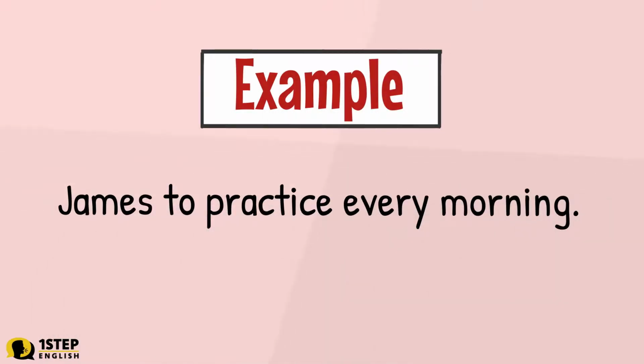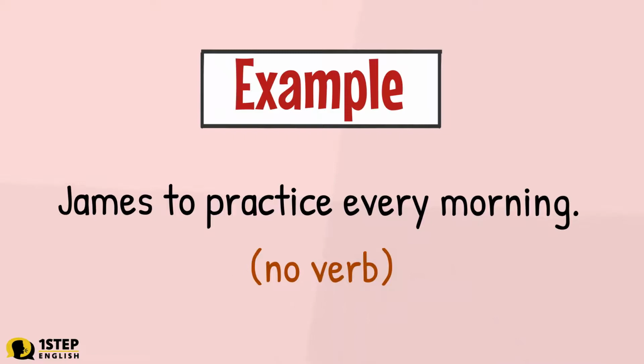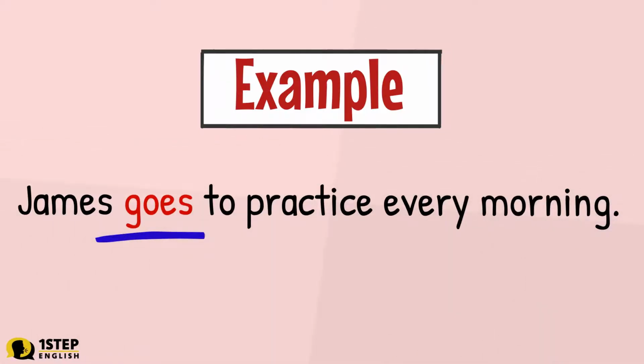For example, James to practice every morning. The sentence fragment does not have a verb. To change it into a complete sentence, you need to revise it and put a verb on it. James goes to practice every morning.